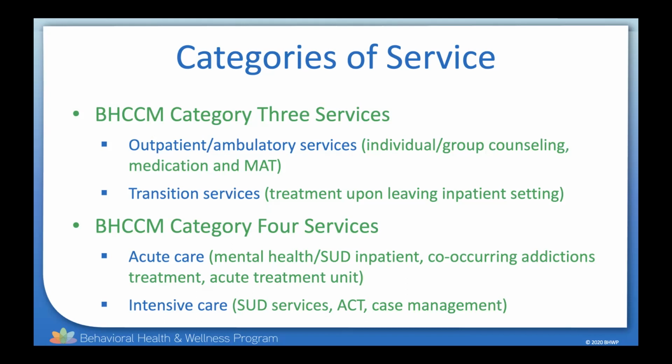And finally, our category 4 services, acute care, so short-term acute psychiatric care, but not necessarily inpatient hospitalization, things like mental health and substance use disorder inpatient care, co-occurring addictions treatment, acute care treatment units, and also intensive care, so substance use disorder services, assertive community treatment for serious and persistent mental illness, and case management offered by perhaps a trained case manager helping an individual in recovery. So just a very high level overview of the different categories of services there.